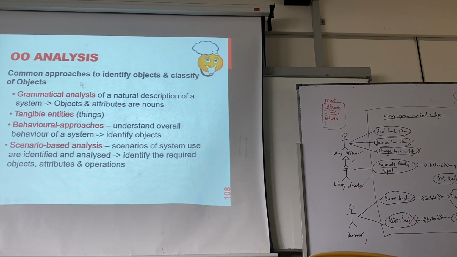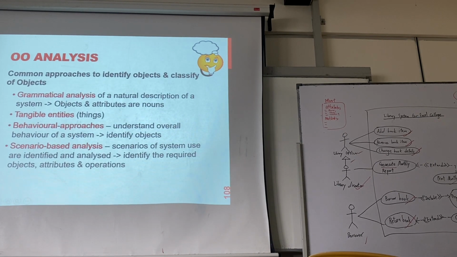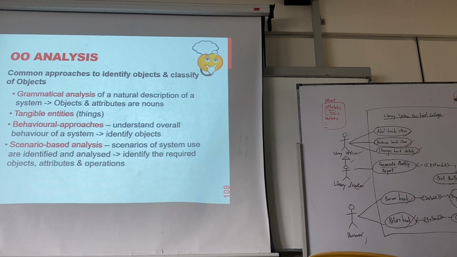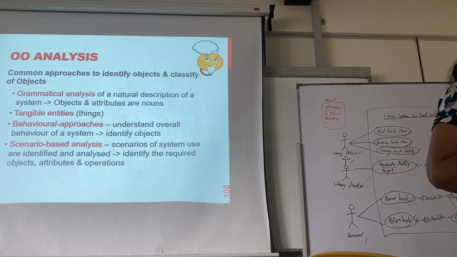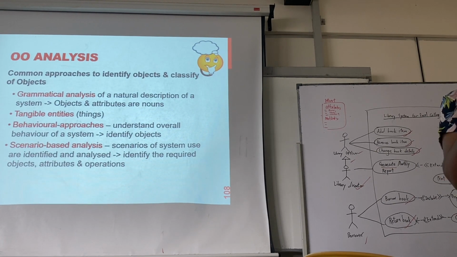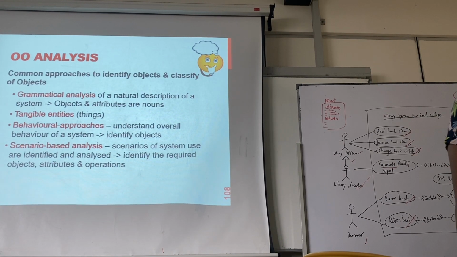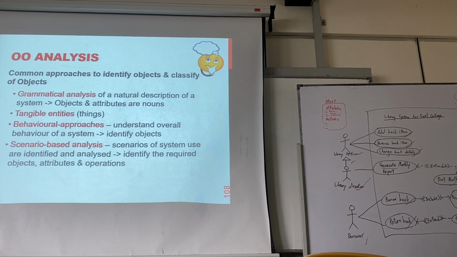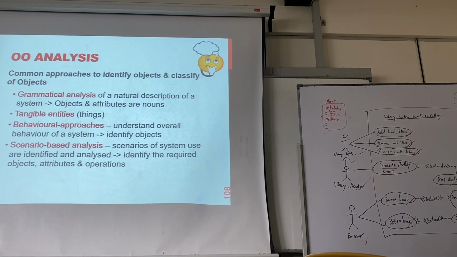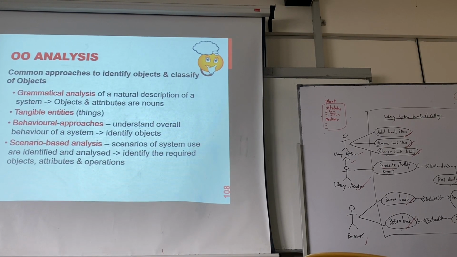So a common approach to identify objects is grammatical analysis. Do you know what grammatical analysis is? When you explain your system, whatever nouns you use to explain your system will be the classes. You can check. For example, explain in two sentences about your system. Just say something about your system, your project, your assignment title. It's a clinic, and so on. Maybe you can give me the objective.